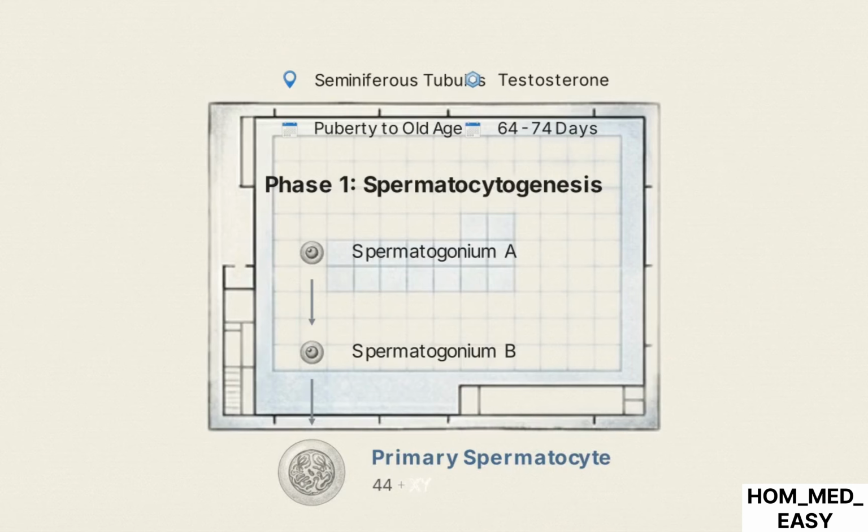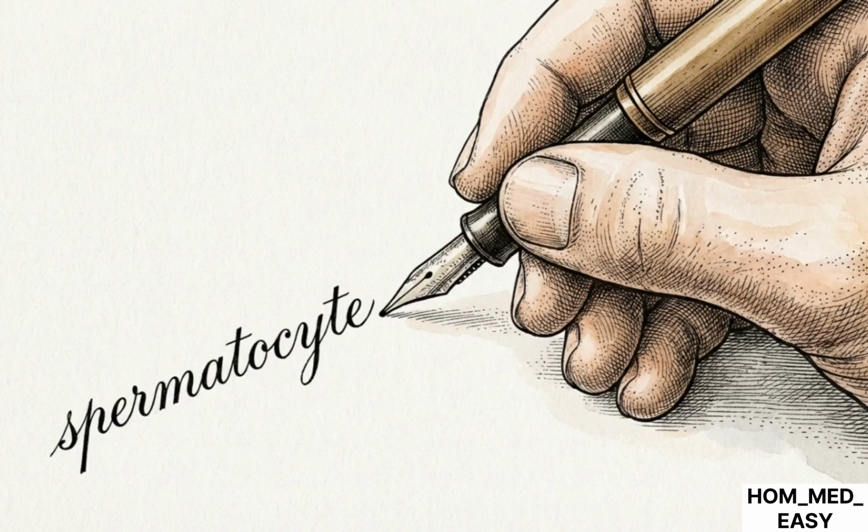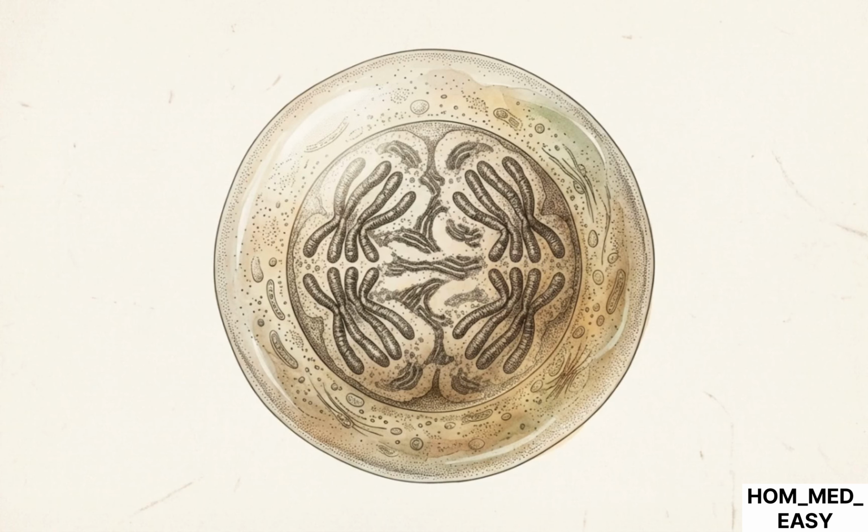Inside, write 44 plus XY to show it holds the full diploid chromosome count. Before we move on, pay close attention to the suffixes. Many students fail exams by mixing up gonium, cyte, and ensure your personal flowchart strictly reads primary spermatocyte. This entire first phase serves a single purpose: replicating and staging the maximum genetic payload before the complex splitting begins.